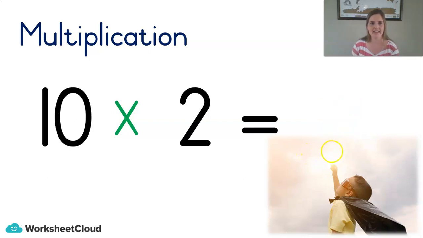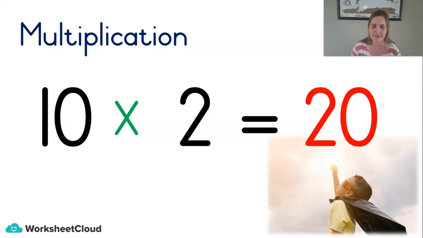Next one. 10 times 2. Try it on your own. You use whatever strategy works best for you. 20. Well done. All our brains are different. It doesn't matter which way you got to the answer. You can use any of the strategies we've talked about, as long as your answer was 20. And if it wasn't, don't worry. You'll get it next time.